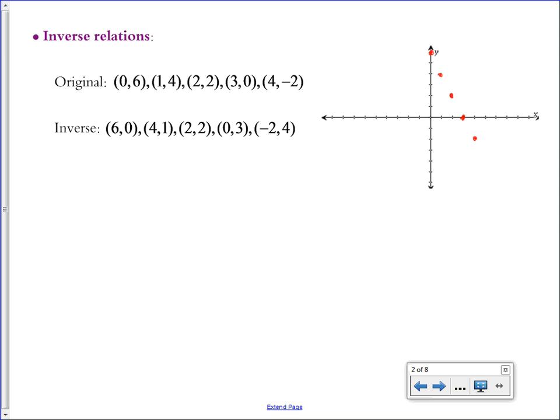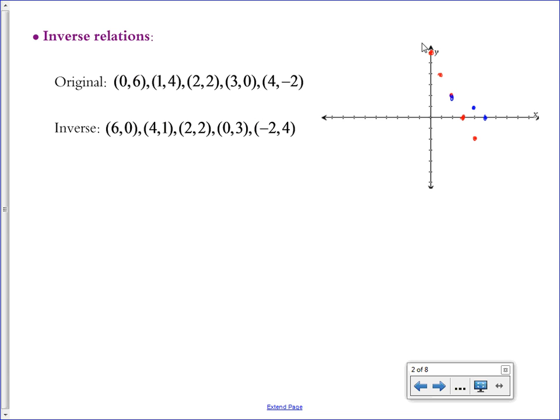The inverse would be if I took all of my x and y pairs and I switched them, or inverted them. If I put x in place of y and y in place of x, my new list of 5 points is the inverse of the original relation. So instead of (0, 6), I have the point (6, 0). Instead of (1, 4), I have the point (4, 1). I still have the point (2, 2).